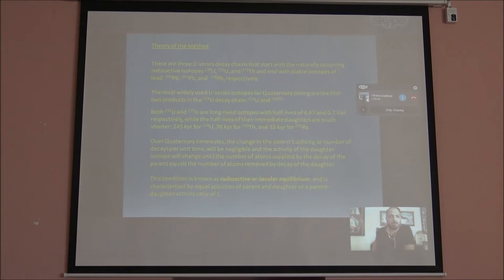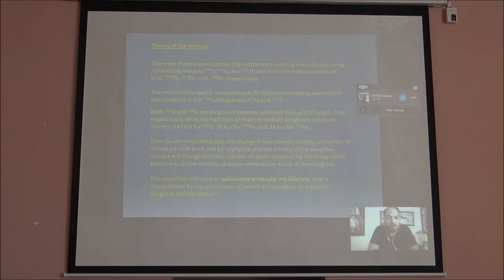Both uranium-238 and uranium-235 are long-lived isotopes with half-lives of 4.47 and 0.7 giga years, respectively. While the half-lives of their immediate daughters are much shorter: 245 kilo annum for uranium-234, 76,000 years for thorium-230, and 33,000 years for protactinium-231.